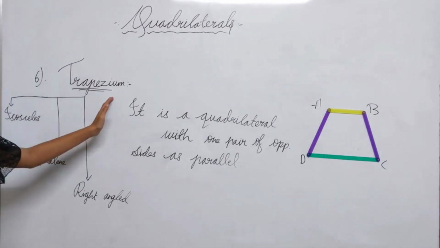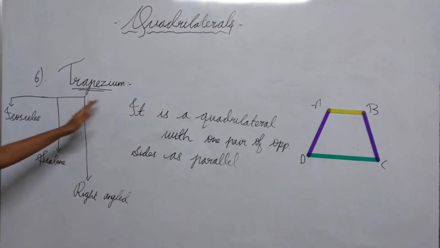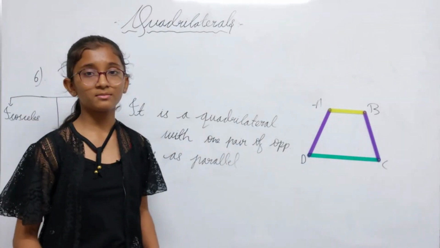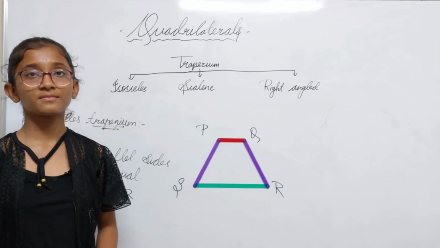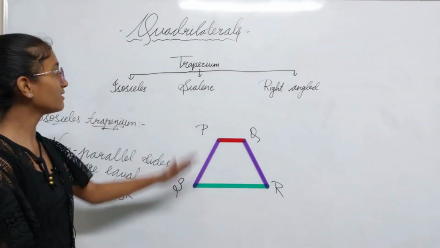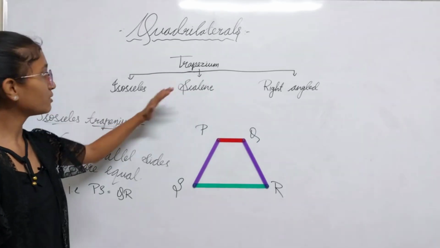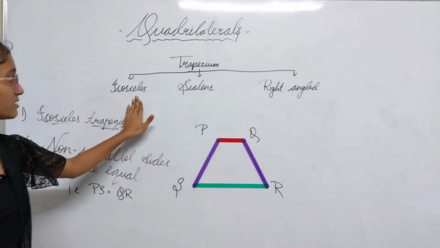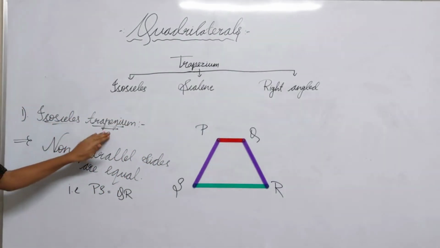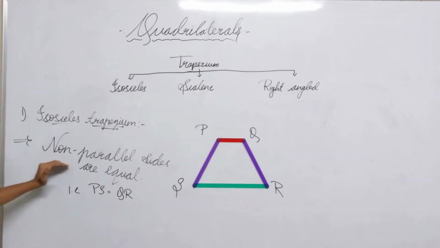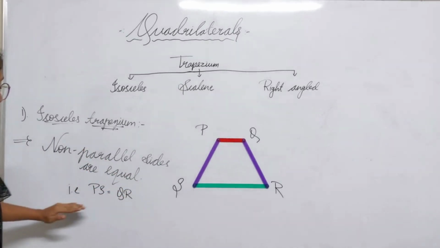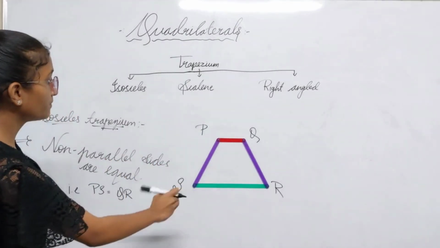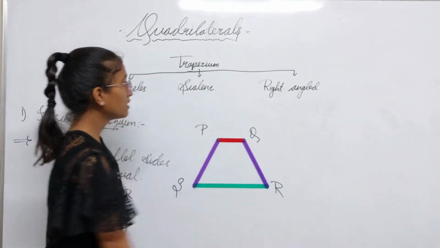So the trapezium is again classified into three types, namely isosceles, scalene and right angled. So let us study them one by one. Here we are going to discuss the isosceles. In an isosceles trapezium the non-parallel sides will be equal. In this diagram, non-parallel sides will be equal, which means PS will be equal to QR.